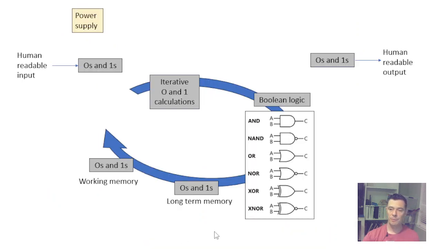So the computing power and the computing capability has increased astronomically, but still the functionality behind it is essentially the same. We have an input, zeros and ones, and we have iterative computational cycles based on Boolean logic and working memory. And then we have a human readable output that helps us understand those zeros and ones in a way we can make sense of.